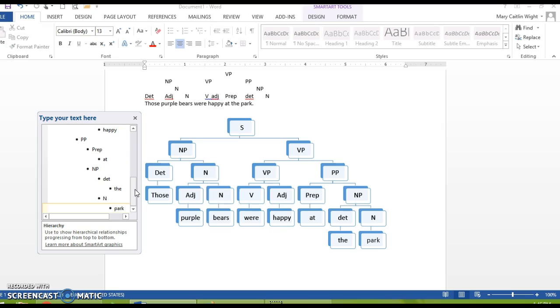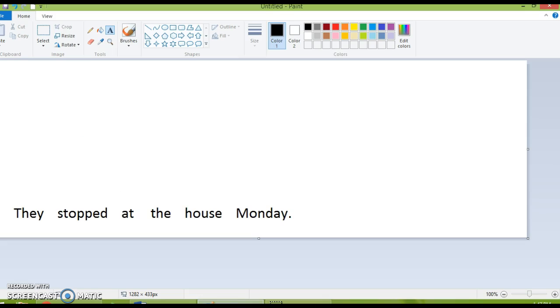Now, attached to this email is this diagram right here. So if you want for the questions on your test to just use this diagram and manipulate it to fit what you need, you're able to do that too. Now, another way you can diagram your sentence is to use Microsoft Paint.